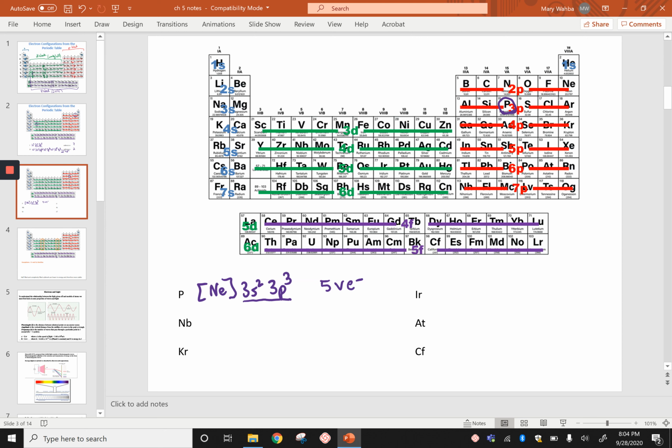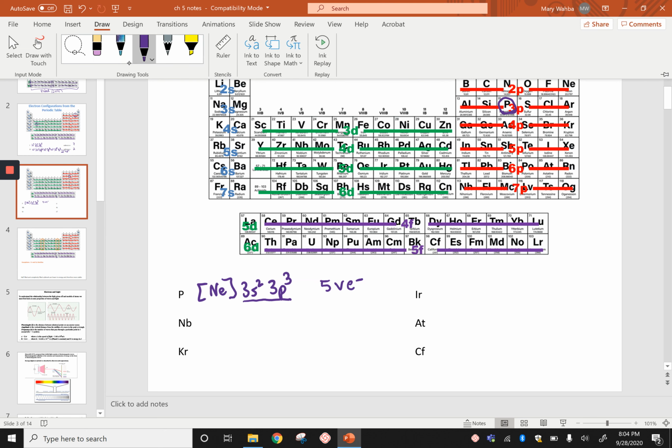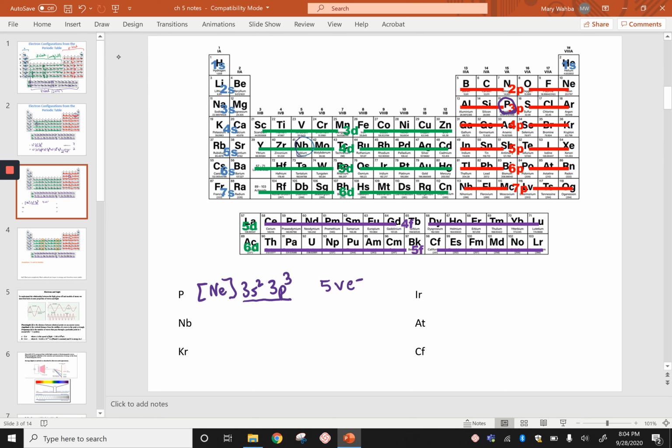Okay, let's try nobelium. So let's try to find where nobelium is. Nobelium is right here. So what noble gas comes before that? Well, the noble gas that comes before that would be krypton, which is right here. So we're going to write krypton in brackets.